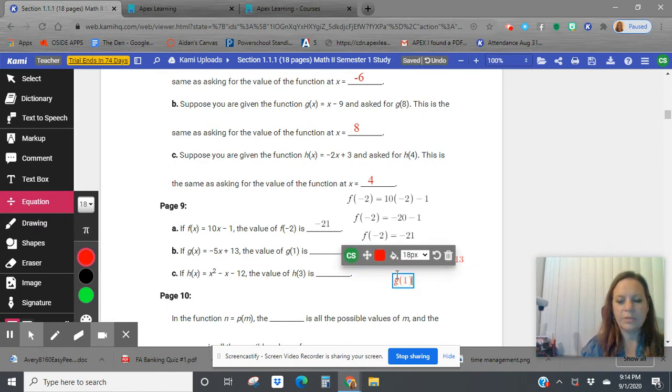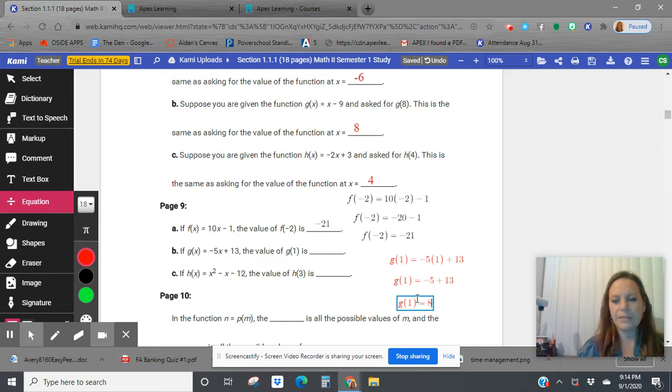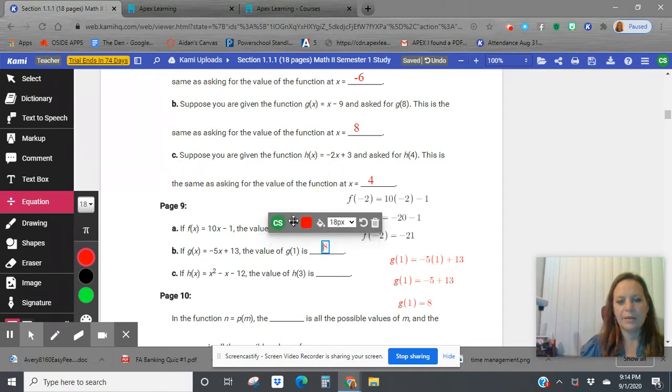G of 1 equals negative 5, doing PEMDAS, multiply first, plus 13. Final answer, G of 1 equals 8. Notice that I'm matching my answer in red so that I can see which work goes with it.